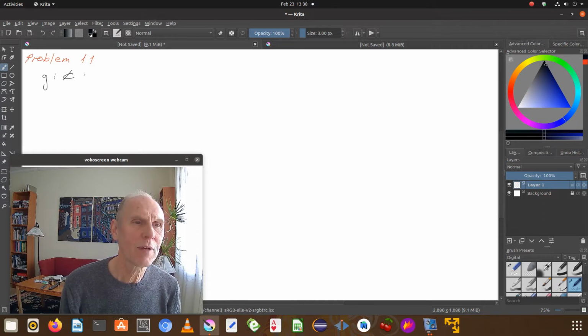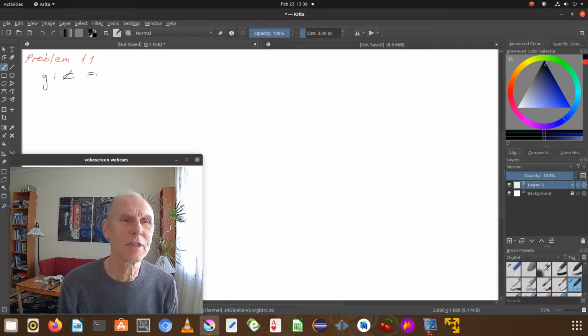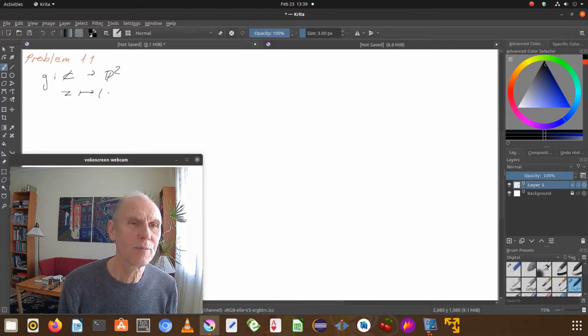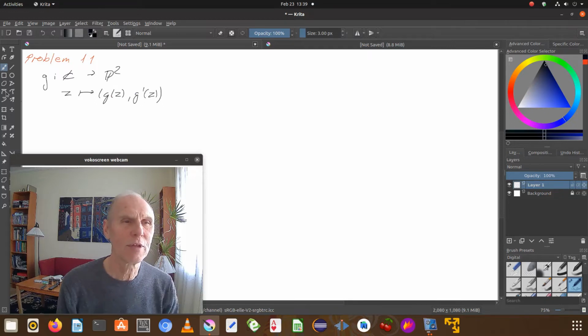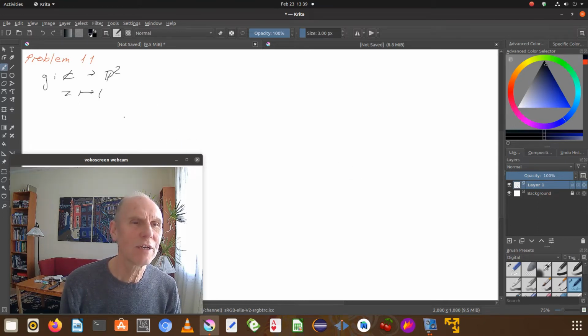of the complex numbers into the 2D projective space, defined by z is mapped to the same as with the Weierstrass P function, but here it's defined by not G. I'll just do that again. Where F equals cosecant squared.